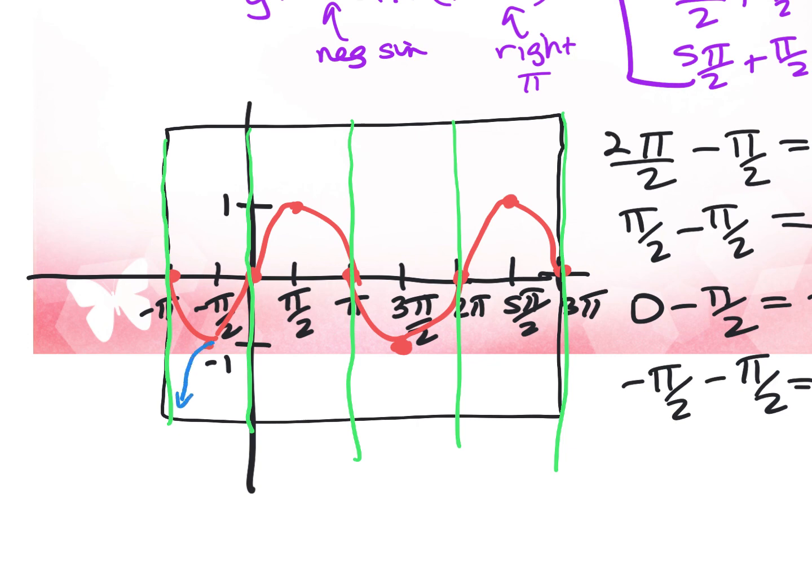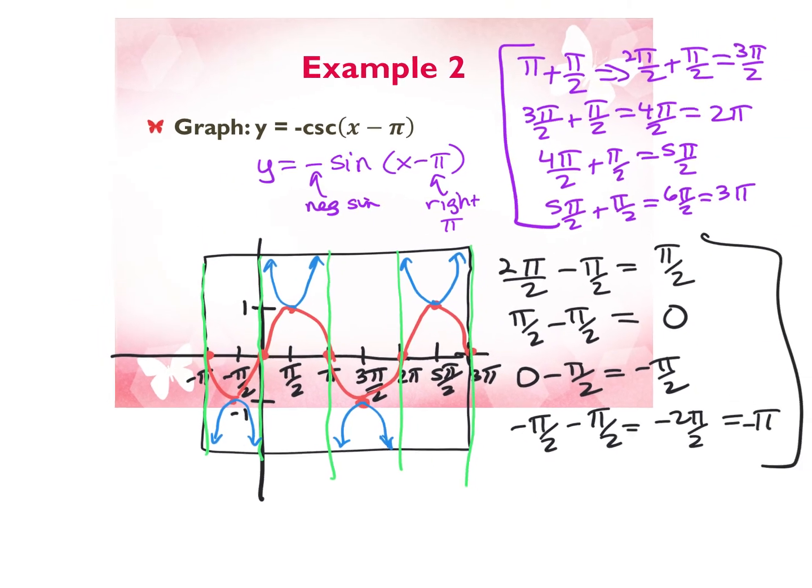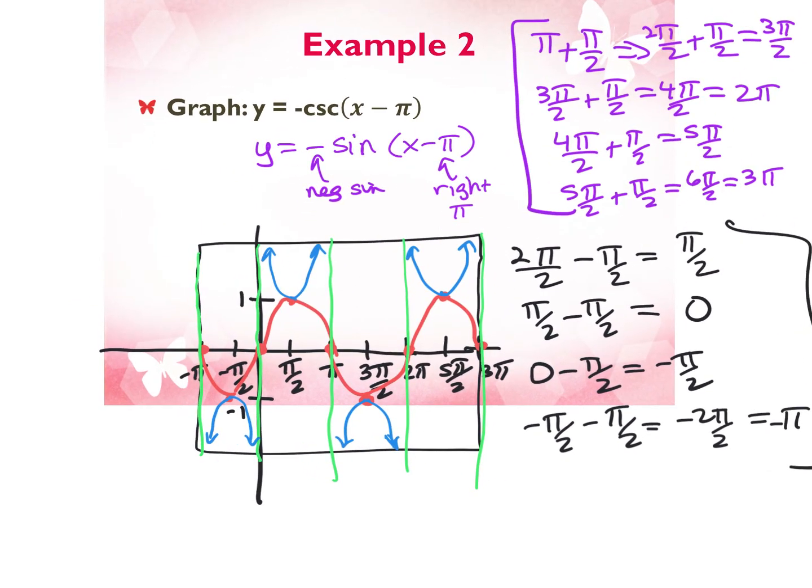And again, the blue is the final graph. This is the final answer, is the blue. And again, use the asymptotes as guides and add in your parabolas. And that is the cosecant graph with a shift of pi to the right. So again, you're first going to graph the reciprocal, either sine or cosine, and then add in the asymptotes and add in the parabola shapes.